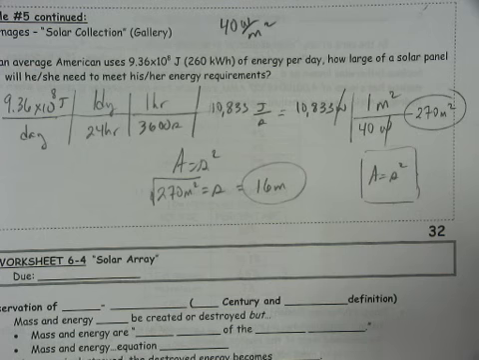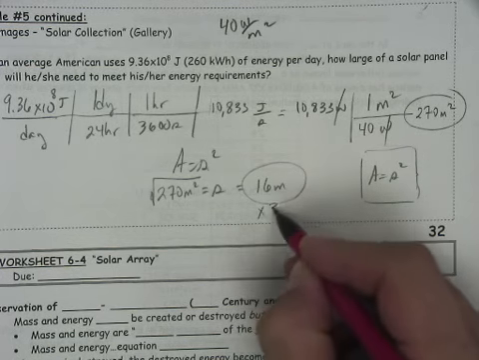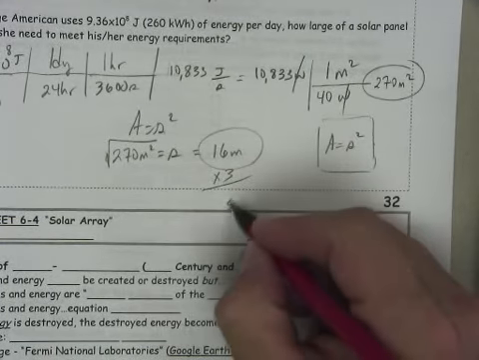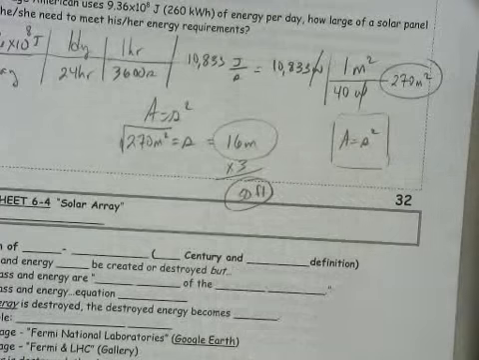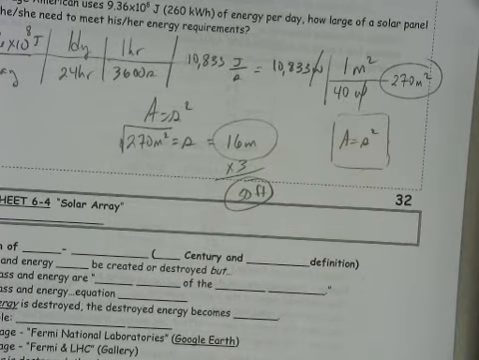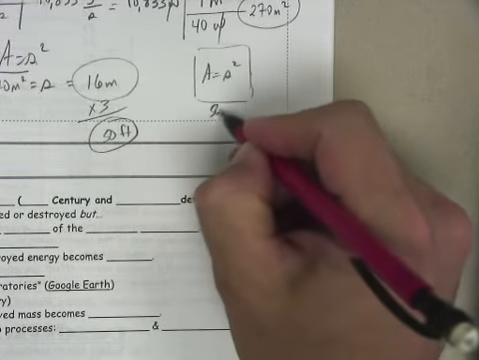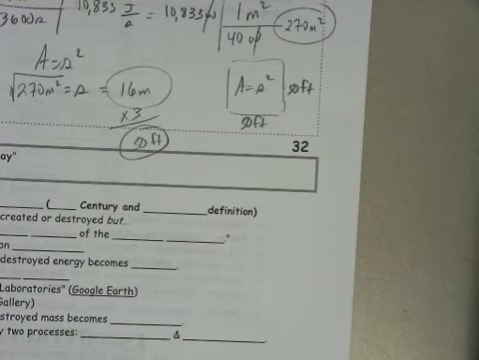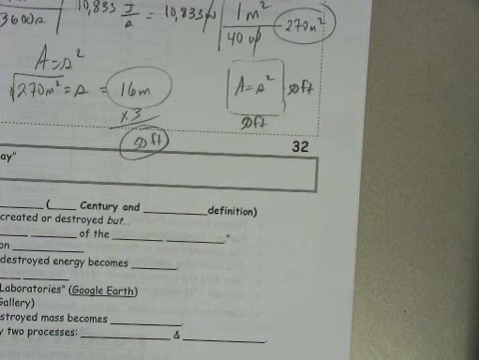Now 16 meters, how many feet is that? So let's just multiply basically by 3. It's not a perfect conversion, but it's close. You're talking 50 feet. So that's 50 feet on a side, which, roofs these days are about that big. So it's 50 feet on a side. So you'd have to cover your entire roof with solar panels to be able to make this work.